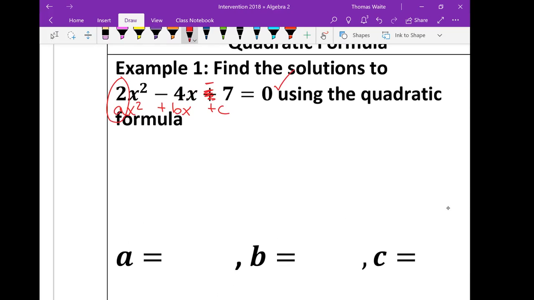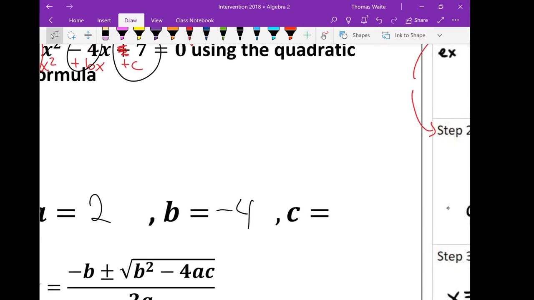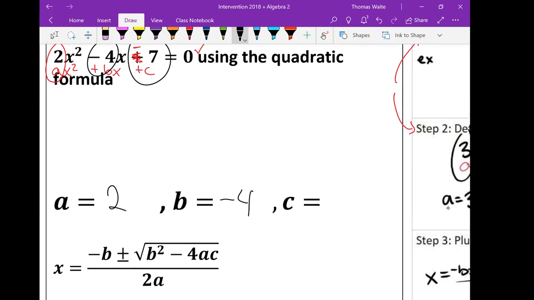In this case, a is just the number that's being multiplied by x squared, so it's going to be 2. B is the number that's being multiplied by the x term, the linear term, so that's going to be negative 4. And c is our constant term, so this will be negative 7.